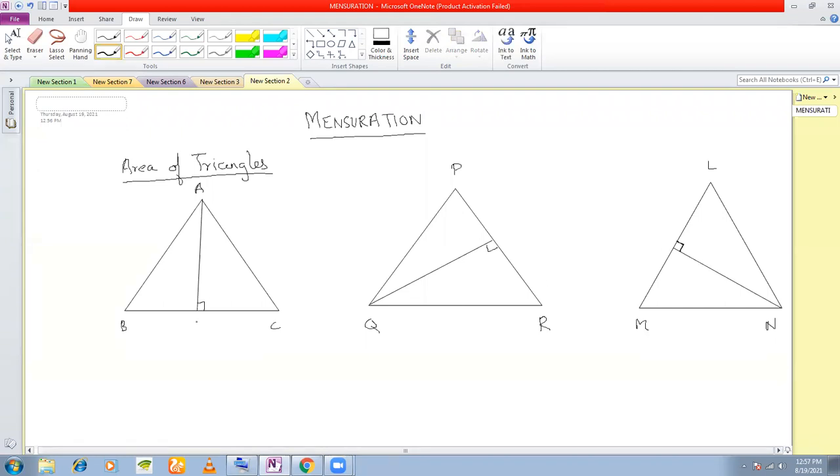Okay, so here AD, QE, and NF are called the heights.